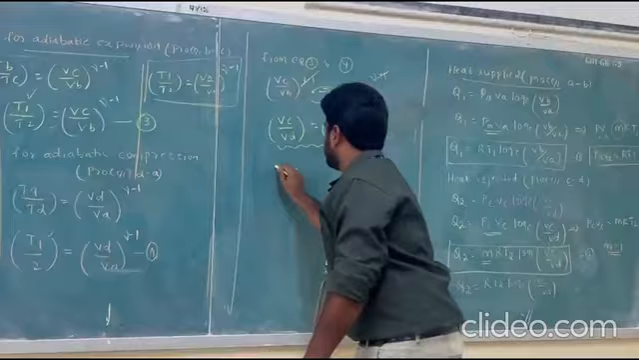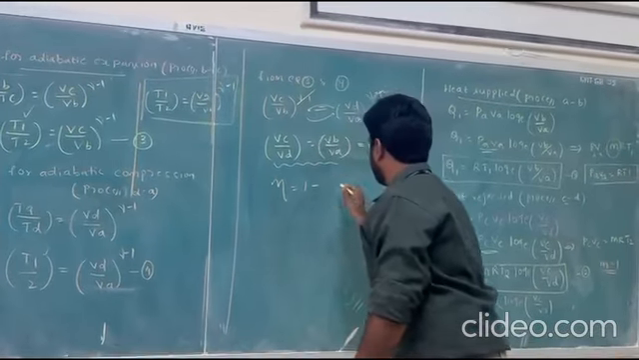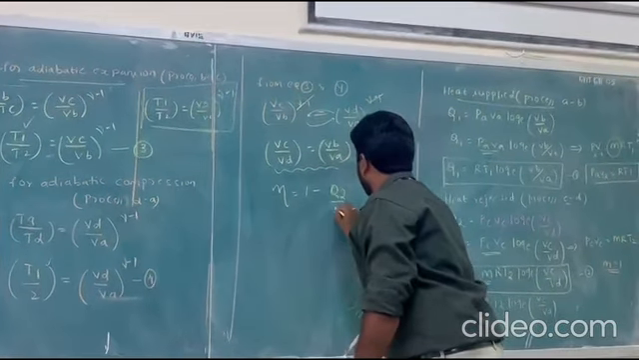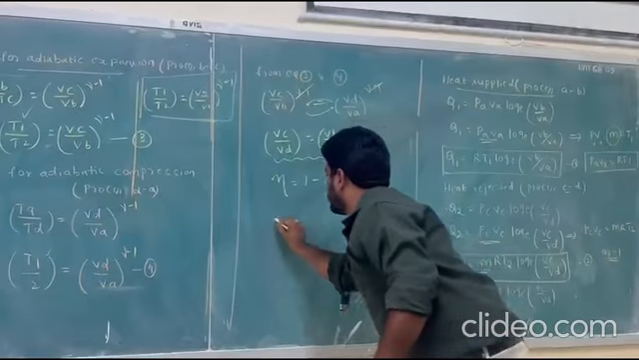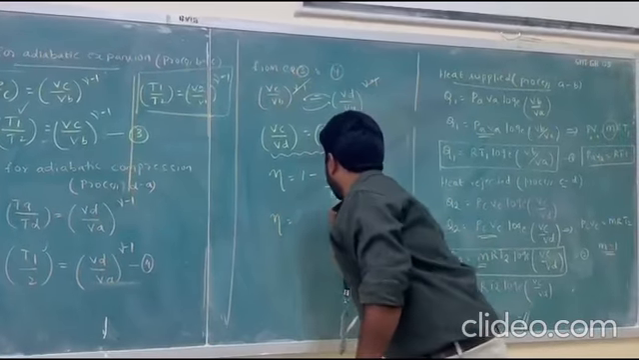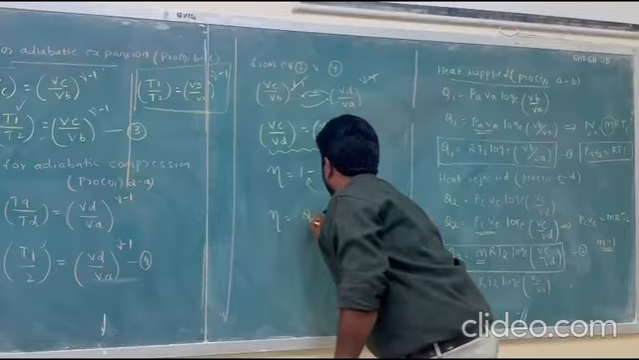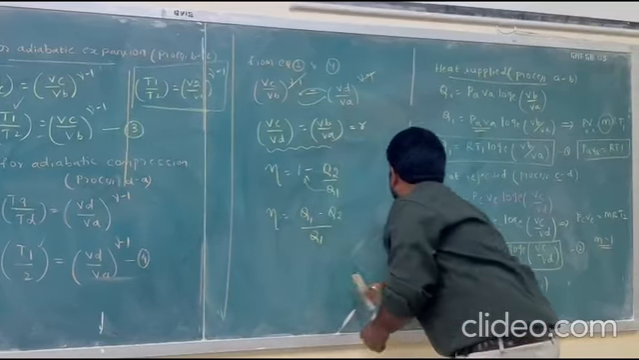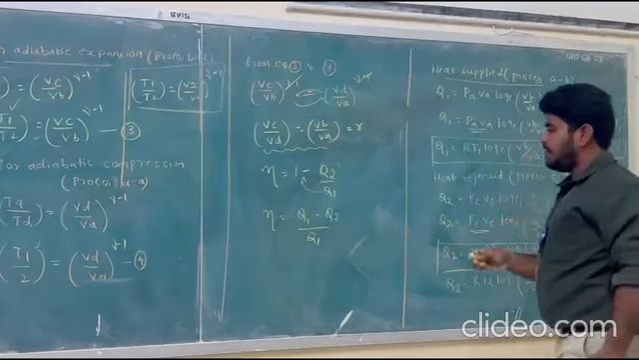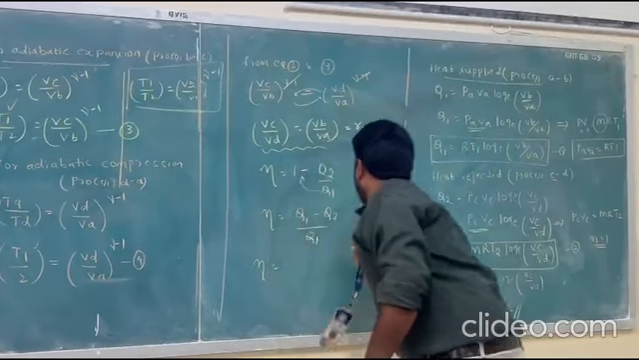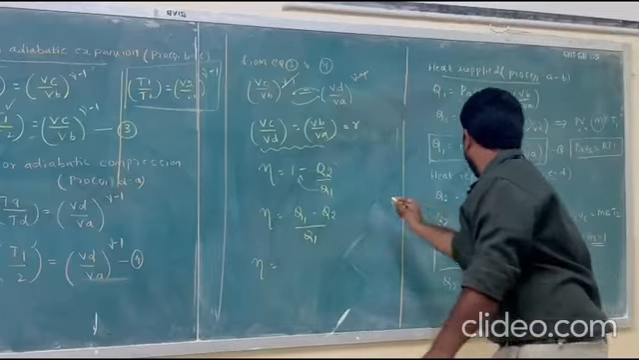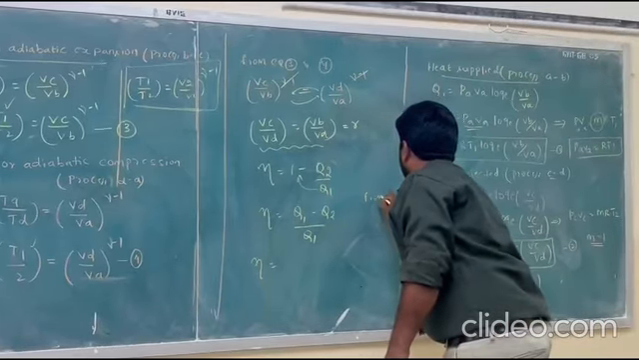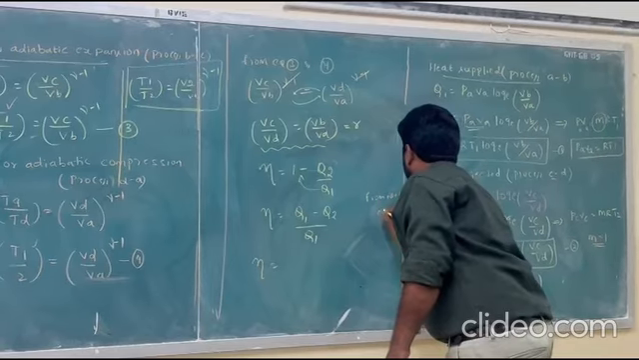Initially I told that efficiency is equal to 1 minus Q2 divided by Q1. Now for efficiency, I will take the LCM here, same formula, I get Q1 minus Q2 divided by Q1. Now we take the values of Q1 and Q2 from equation 1 and equation 2.